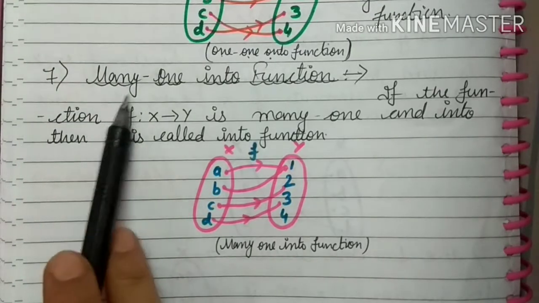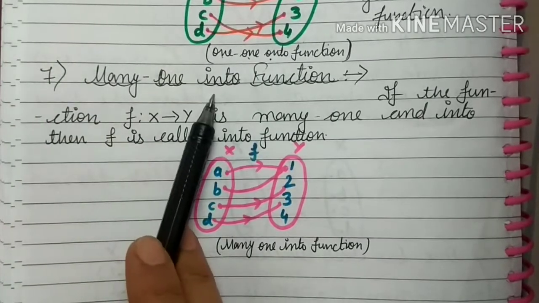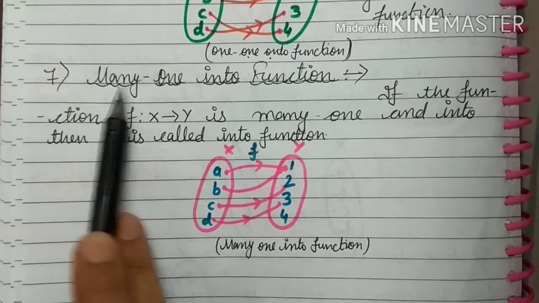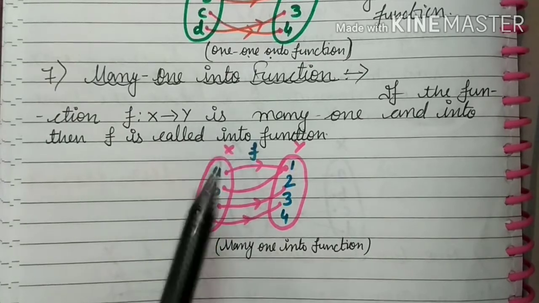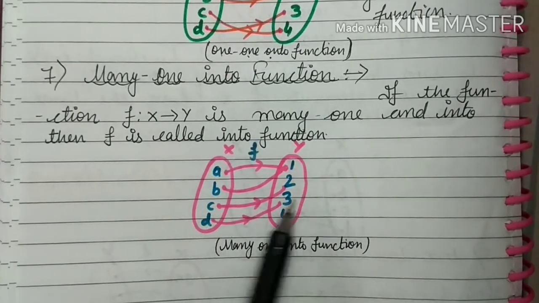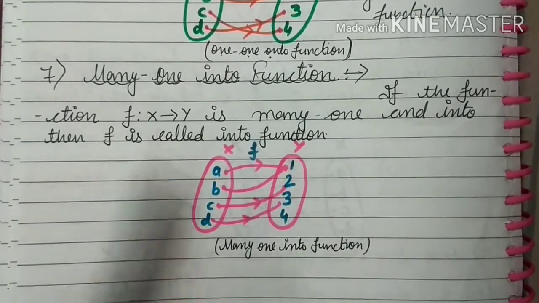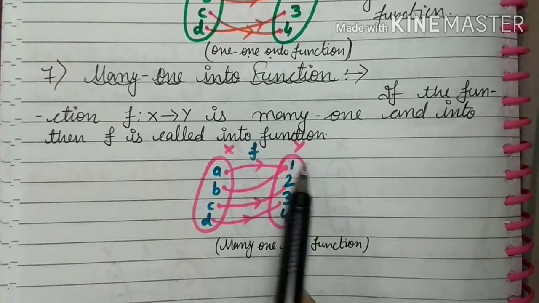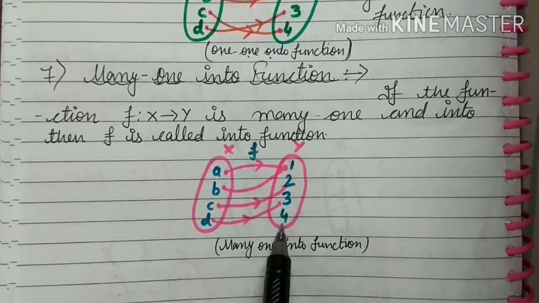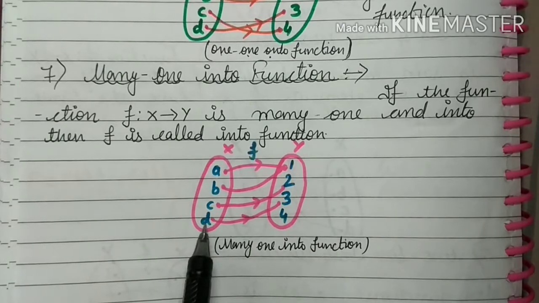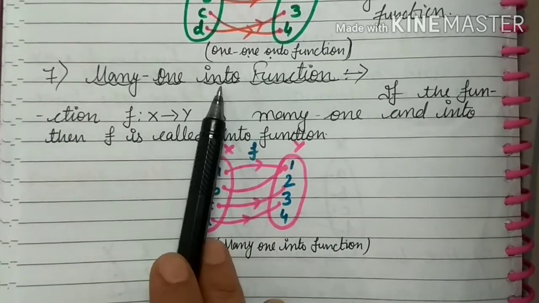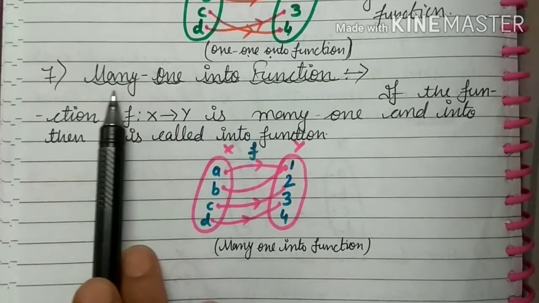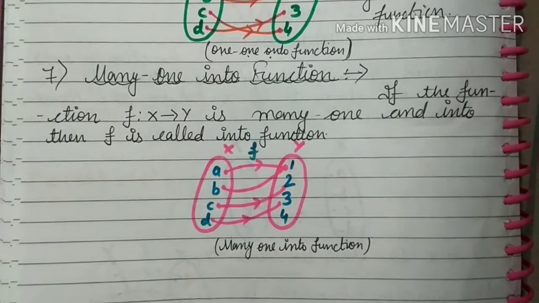The next one we are going to define here is many-one into function. A function which is many-one, many to one, and into is called many-one into function. As we can see in this arrow diagram, कि two elements have the same image, so the function is many-one and in the y set we have element 4 which has no pre-image in x. So this is into. कि जो many-one की भी definition को satisfy करे और into की definition को भी satisfy करे, that function is called many-one and into function.